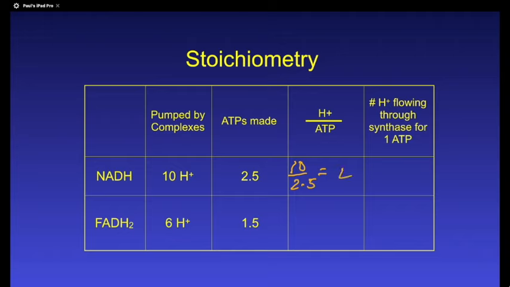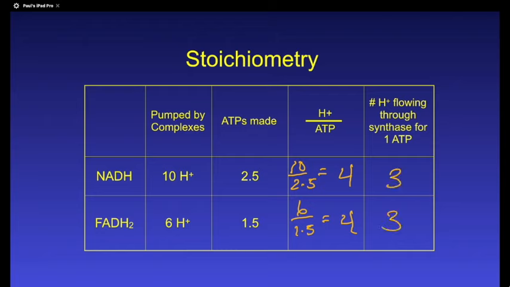4. Okay. Do this. 6 divided by 1.5. Okay, pull out your calculators for real. How much do you make? What does that come out to be? 4. What did we just find from the experiment? How many protons needed to go through the pump to create 1 ATP? 3.